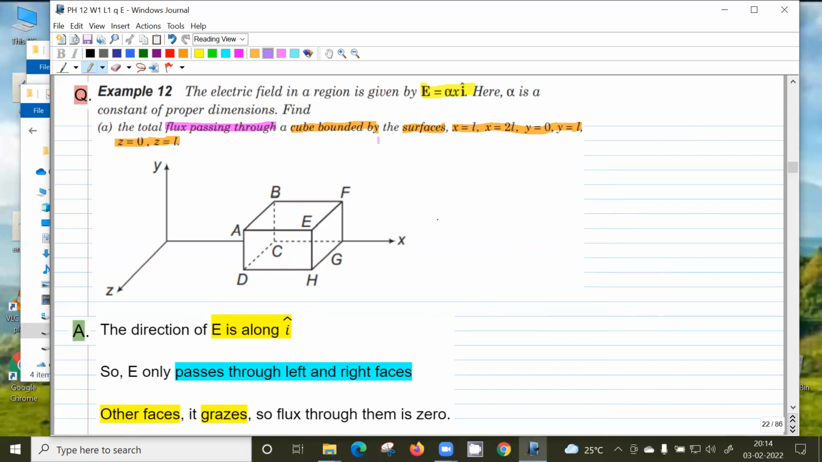So, the total flux passing through a cube bounded by the surfaces x equal to L, x equal to 2L, y equal to 0, y equal to L, and z equal to 0, z equal to L. We should know how to draw this cube. Here is the x-axis, and this point is x equal to L. We have to draw a plane perpendicular to the x-axis passing through x equal to L. At any point on this surface, the value of x is the same.